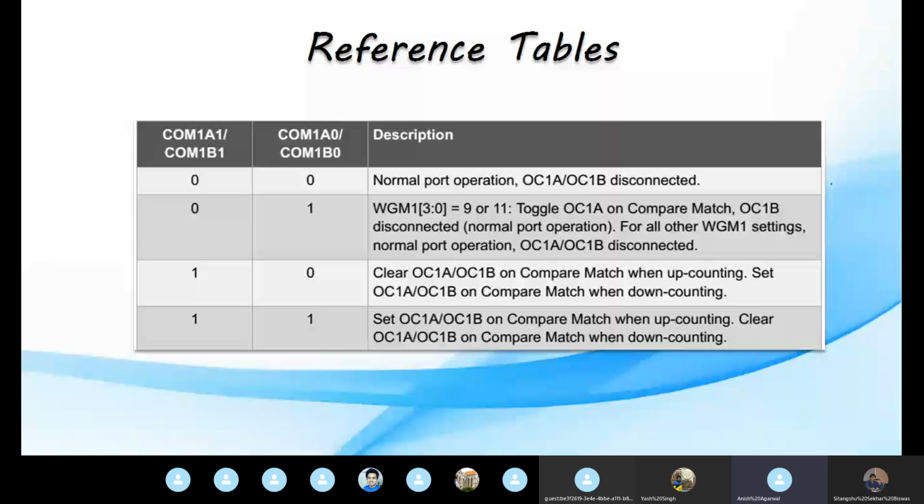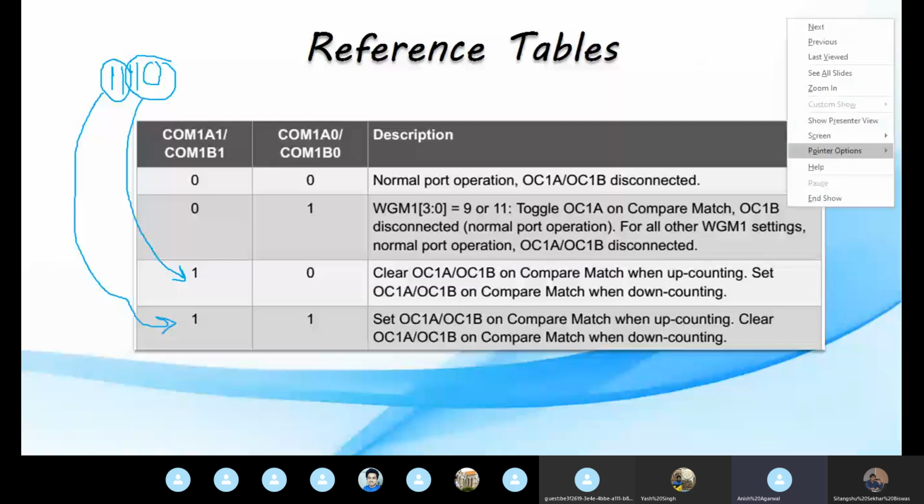11 is set OC1A on compare match when up counting. So what will it do? It will be zero initially till it reaches the count. We are talking about just the one pulse right now, not the other pulse. We have set it to 1 1 as the 7th and the 6th bit. So it will set the value high when up counting. From 0 till it reaches a value, it will be 0. As soon as it encounters that count, it will set the value of the pulse to high.